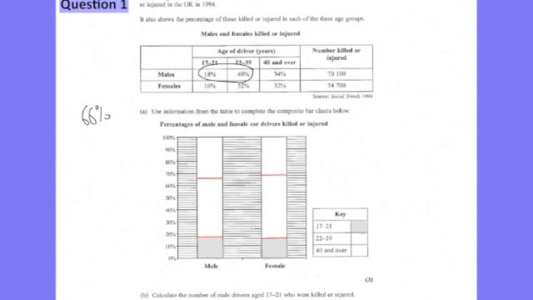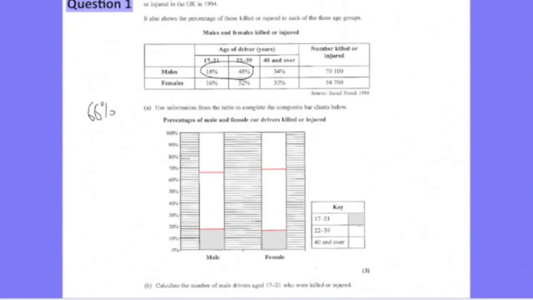The second section I'm going to do some lines across. So in this section here, some diagonal lines across. And this is our section for the age group 22 to 39. Here, and same thing for the females. Marking it here into our key.